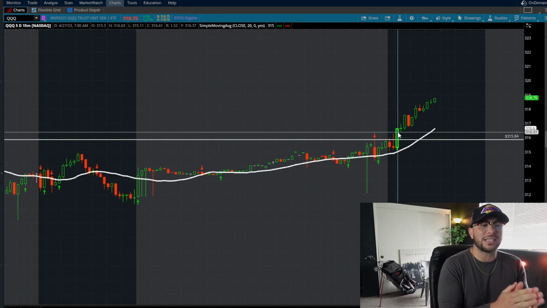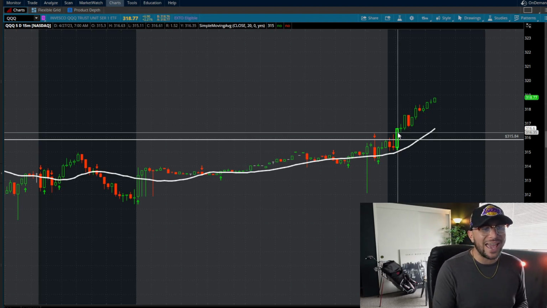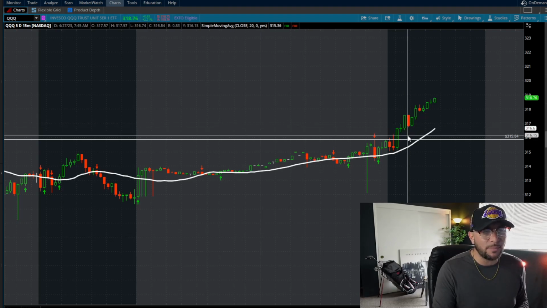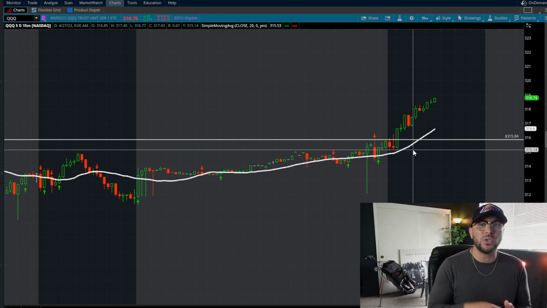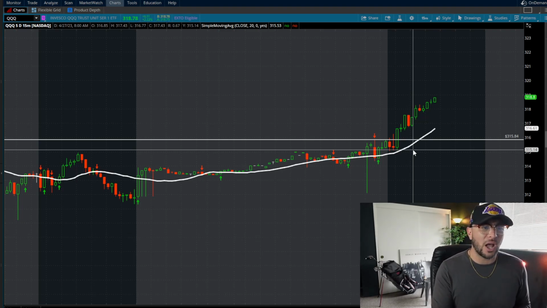Now, you may be asking, where would my stop loss be? When do I exit the trade? You would have exited this trade if we did pop, consolidate, pulled back into the 20 and closed below. As soon as we close below the 20 period moving average, your trend trade is now over. That is your stop loss. If that was the case, you would have been selling out of this position below 315.